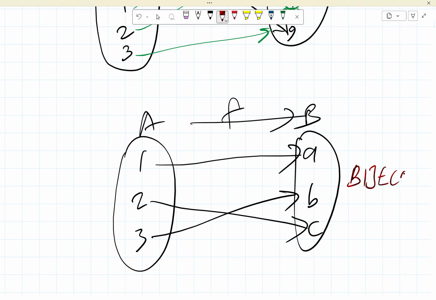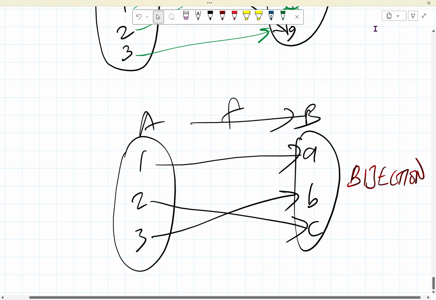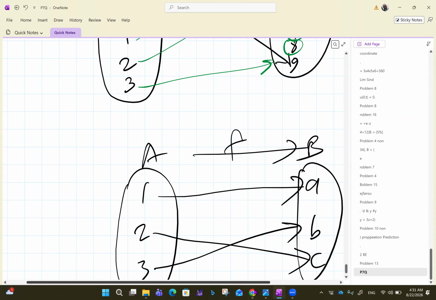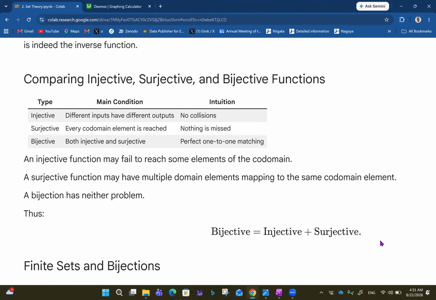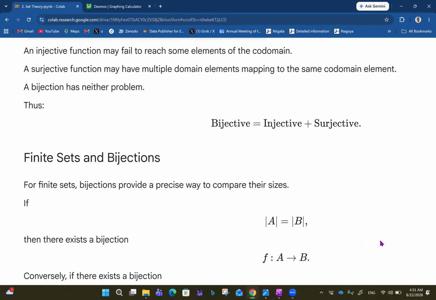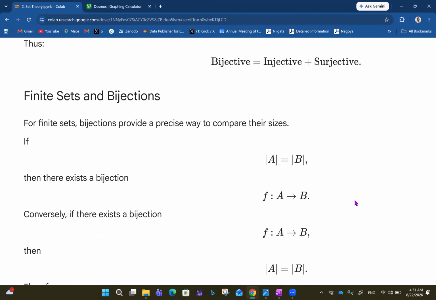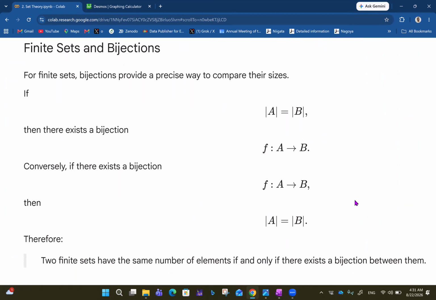Bijection. No two elements here are mapped to one thing here, and every element here is also used up. So that makes it both injective and surjective. So it's a bijection. Thus we say bijective is injective plus surjective. Then finite sets and bijections now.